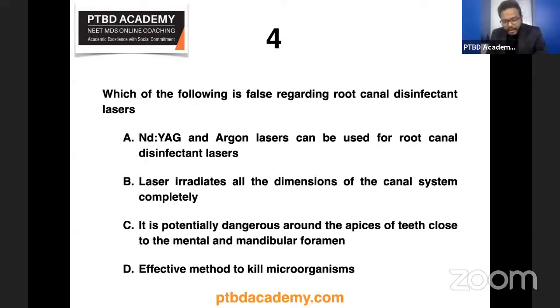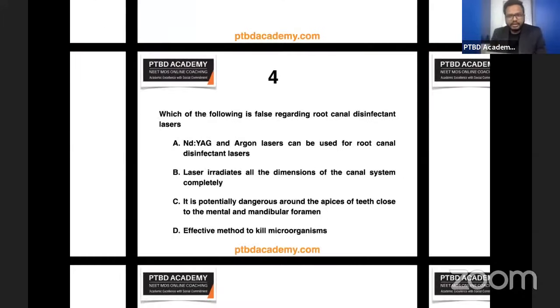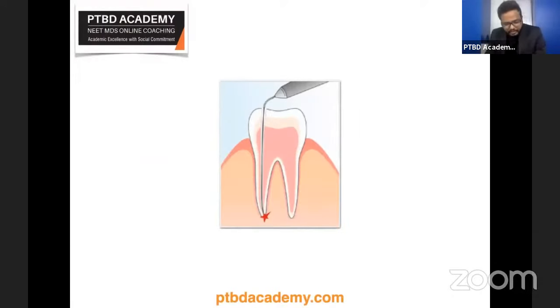The laser beam that is emitted from the tip of the fiber optic is directed, as you can see in this illustration, vertically downwards into the root canal and not laterally into the dentinal tubules. This is further compromised by the inherent curvature present in root canals. Thus, it is not possible for the laser to irradiate all the dimensions of the canal system completely, right?